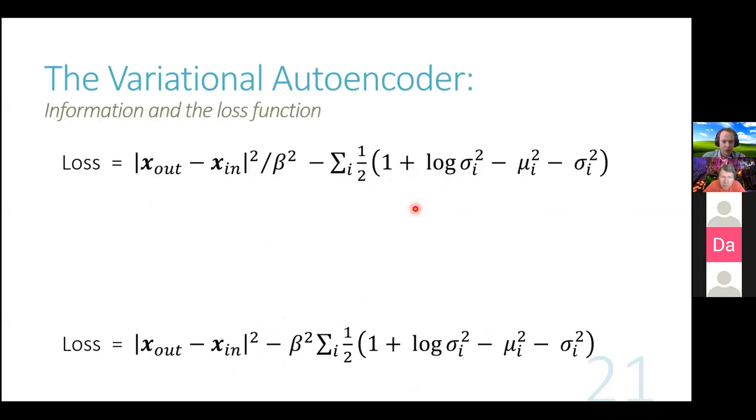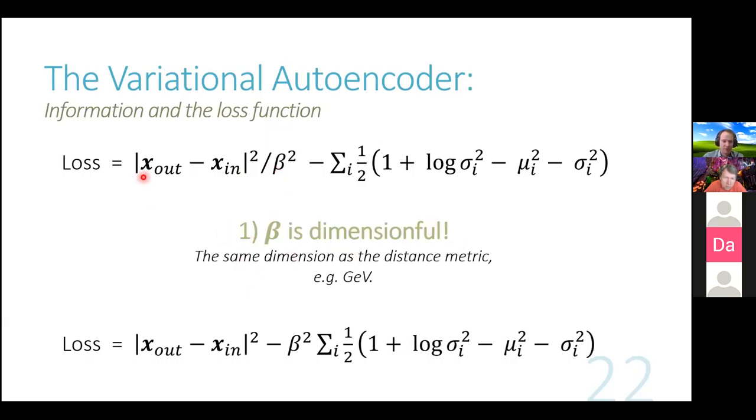Okay. So I've written the loss function in two completely equivalent ways. An overall rescaling of the loss function doesn't affect what the minimum of the trained neural network is. I've just moved the beta from this term to this term, but it's going to highlight two different parts of the relevance of beta. First of all, I want to point out that beta is dimensionful. It has whatever units the reconstruction loss has. I told you that for jets, I'm going to use Earth mover's distance for the reconstruction loss, and that has units of GeV. And so beta is a dimensionful quantity because this term here is dimensionless.